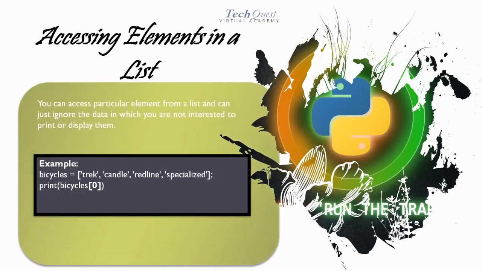So how can you call the things from the list? I have told you that in the list you have the access of calling specific elements. So how can you do this? Here we have an example. We have created a list in which we store multiple strings. You can also store multiple data types, but just for taking an example, I stored multiple strings in the list. That is track, candle, redline, and specialized. And then I stored that list in a variable name for easily calling that list.